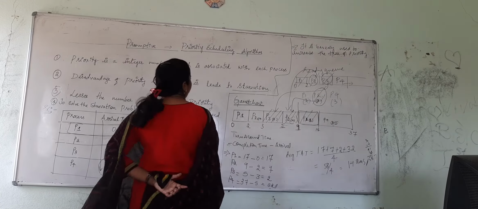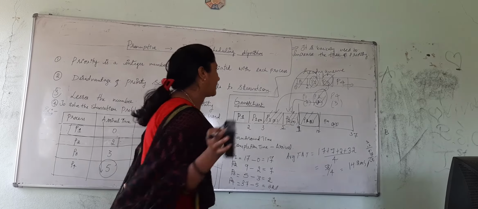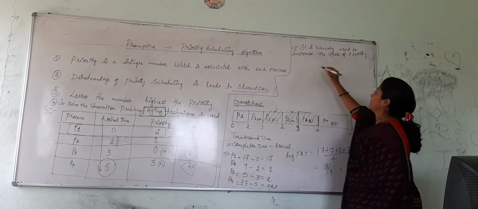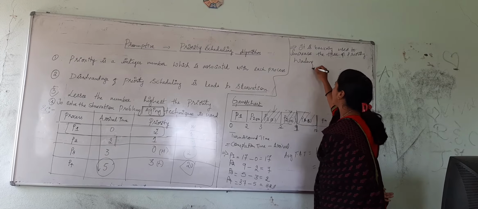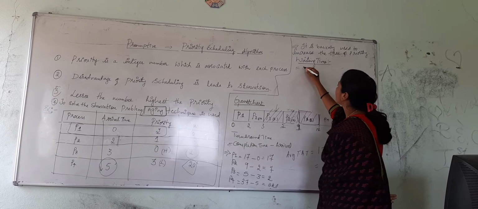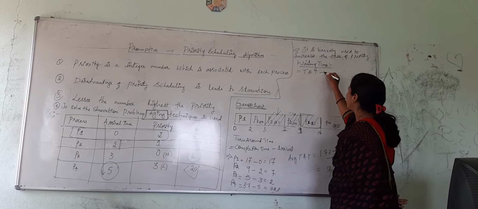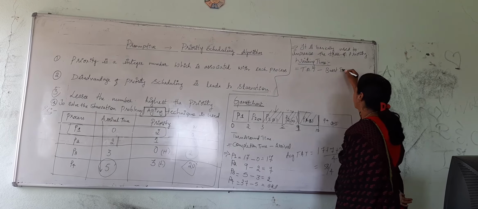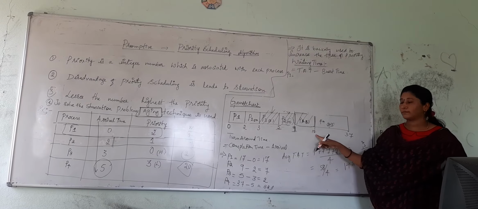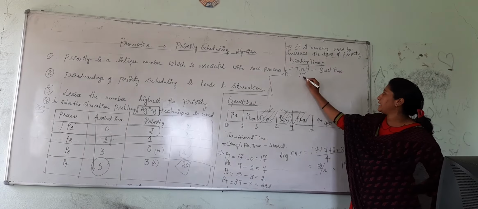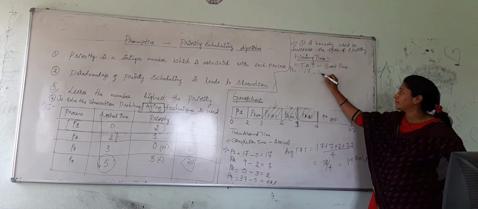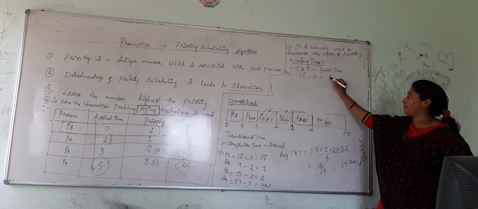Now similarly, next is the waiting time. Waiting time is also calculated using a formula: turnaround time minus burst time. What is the turnaround time for process P1? 17. What is the burst time of P1 given in the problem? 10. 17 minus 10 is 7.